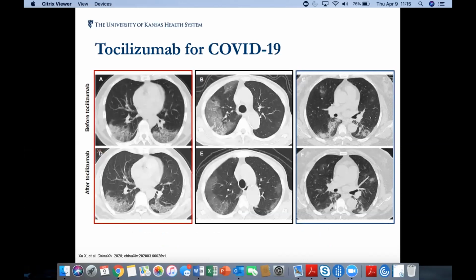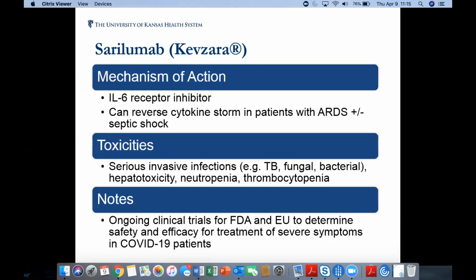radiographic findings. Sarilumab is another IL-6 inhibitor, brand name Kevzara. Same exact mechanism, same exact toxicities, ongoing clinical trials in the FDA, with the FDA as well as European Union to determine safety and efficacy for COVID-19.